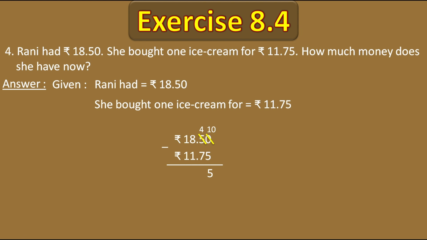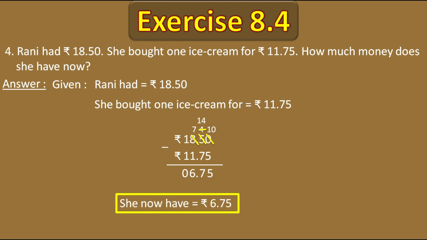Now to subtract this 7 from 4, we have to make this 4 as 14. So we will take 1 from this 8. So this 8 became 7 and this 4 became 14. So 14 minus 7 is 7. Now 7 minus 1 is 6 and 1 minus 1 is 0. So she now has rupees 6.75.